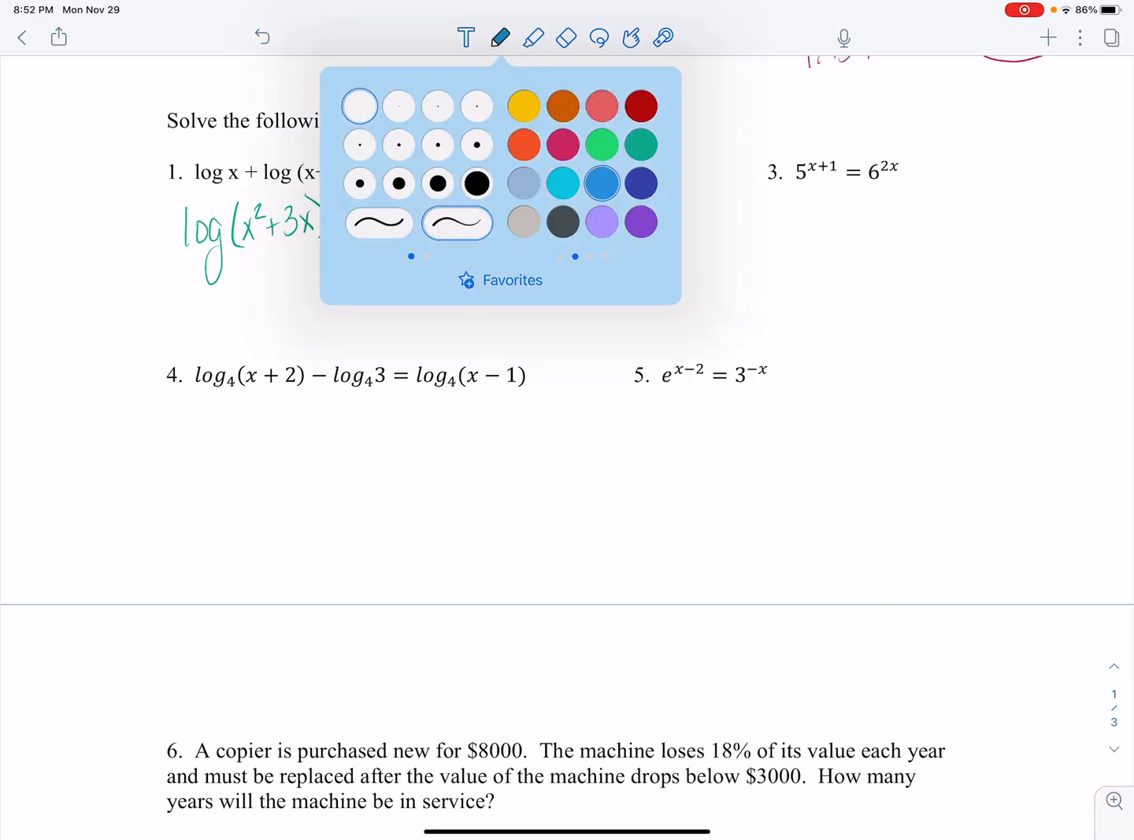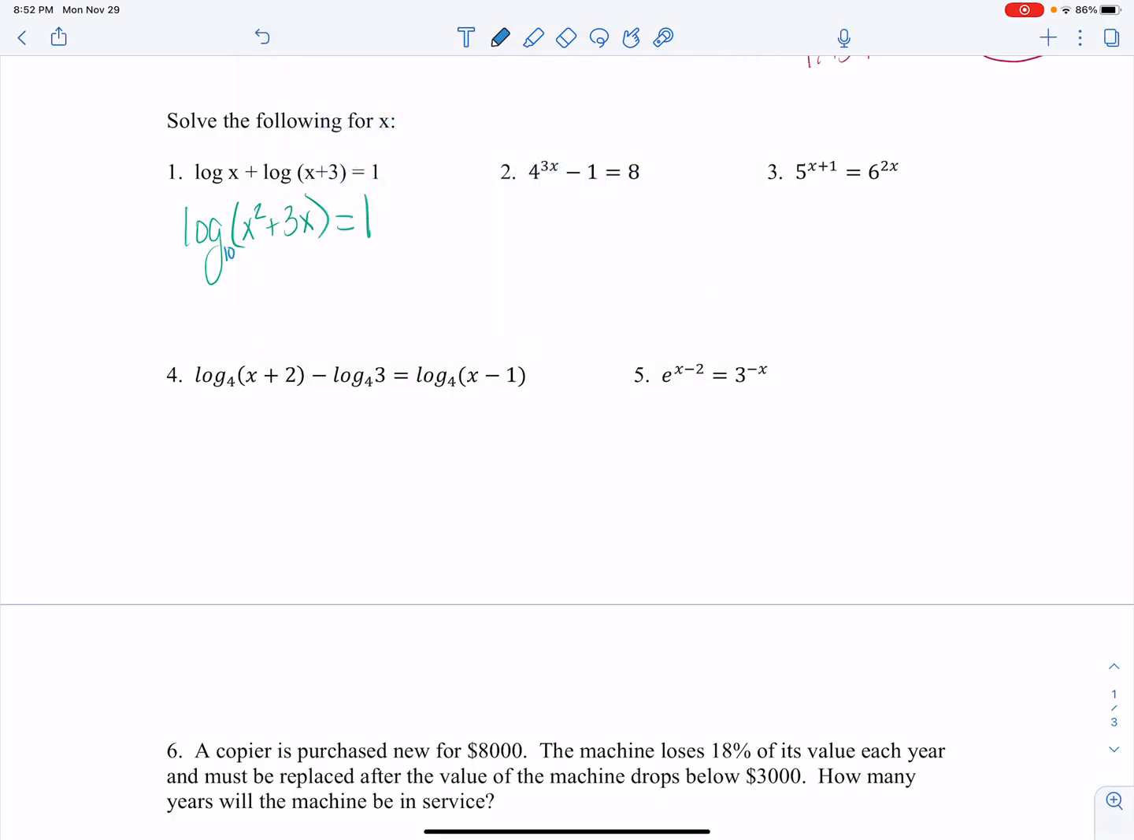And what is the base on this log, even though they don't write it, is a 10. So wouldn't this be x squared plus 3x equals 10 to the 1st? So I would have to move that over, plus 3x minus 10. So that would be x plus 5 and x minus 2. So my answer would be negative 5 and a positive 2.